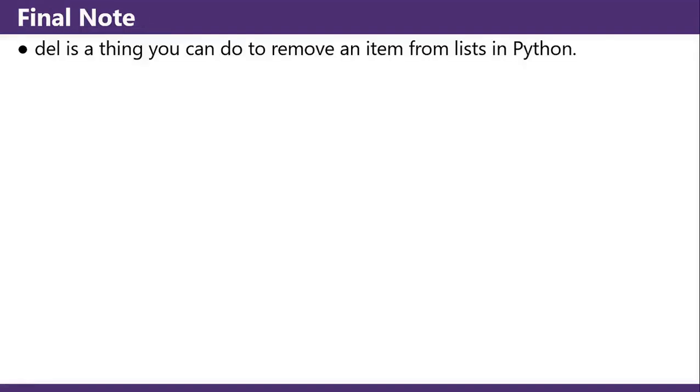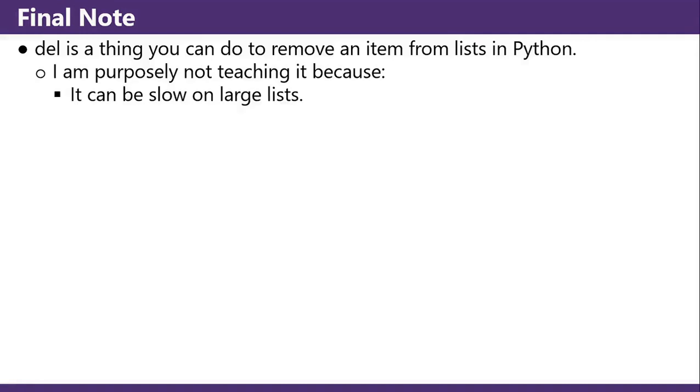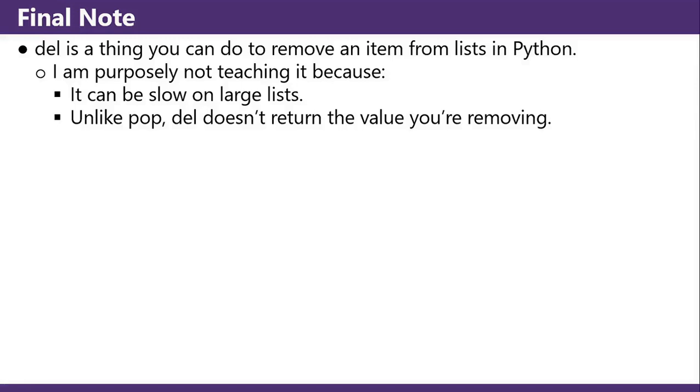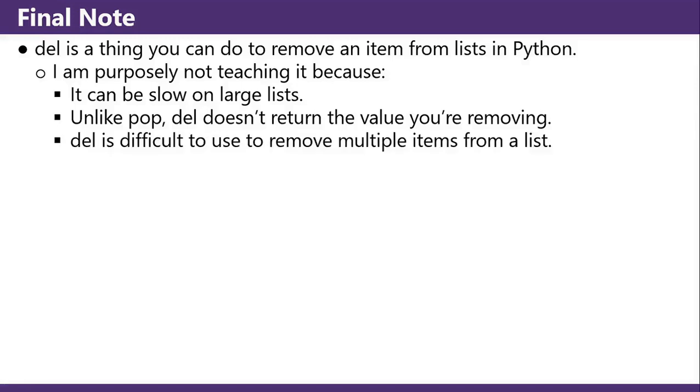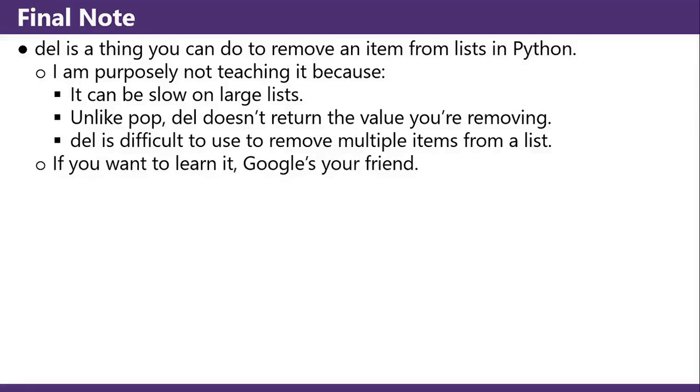Final note. del is a thing you can do to remove an item from lists in Python. I'm purposely not teaching it because it can be slow on large lists. Unlike pop, del doesn't return the value you're removing. del is difficult to use to remove multiple items from a list. Finally, if you want to learn it, Google's your friend.